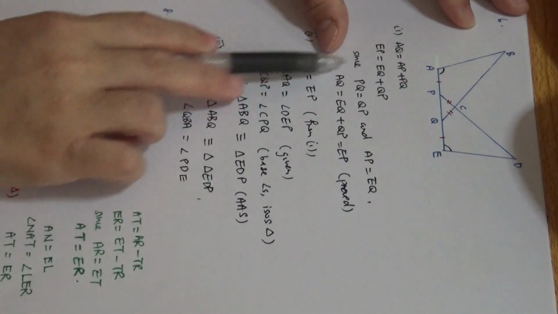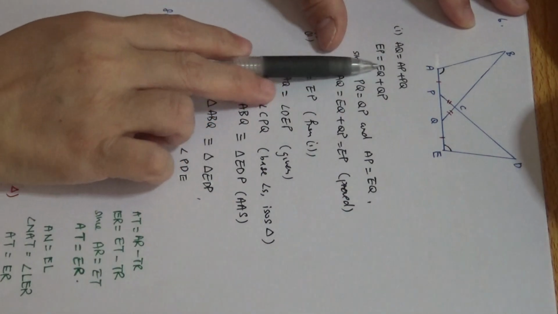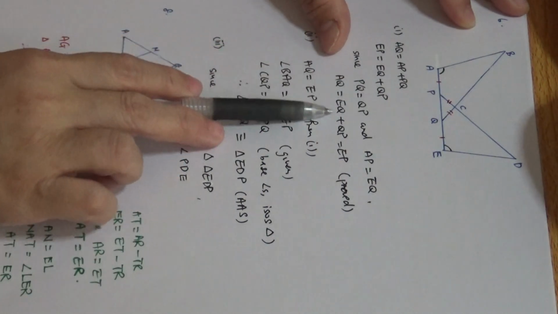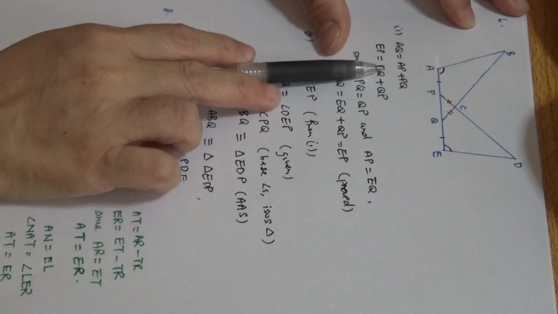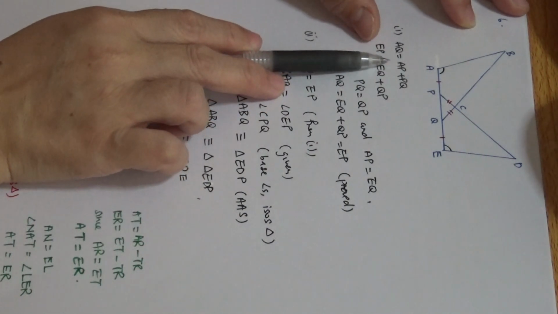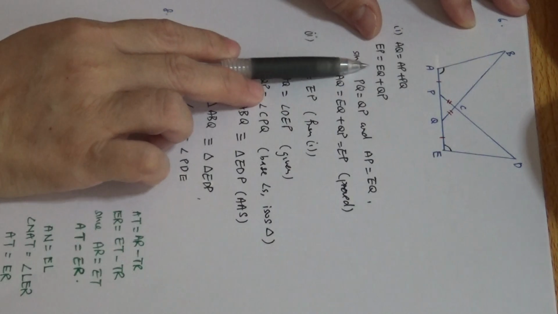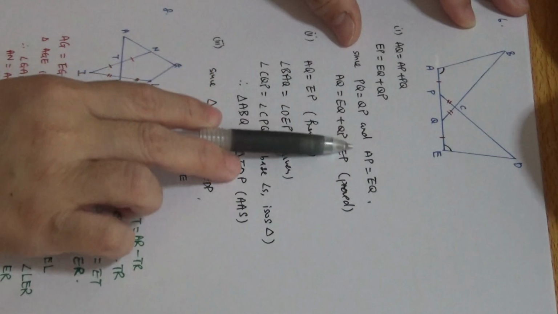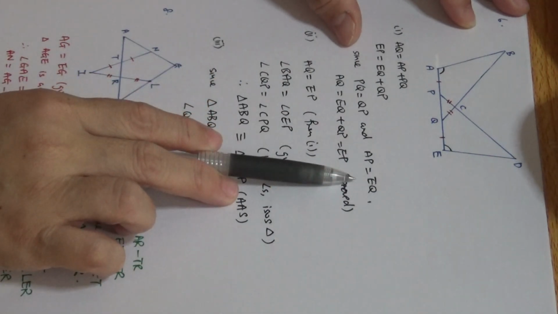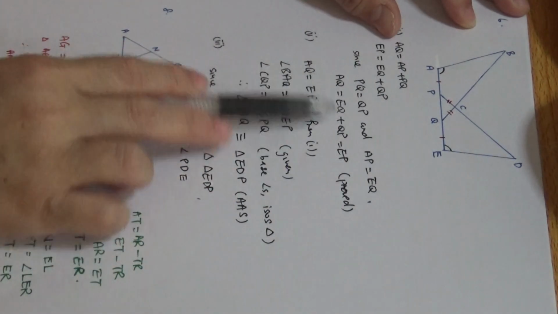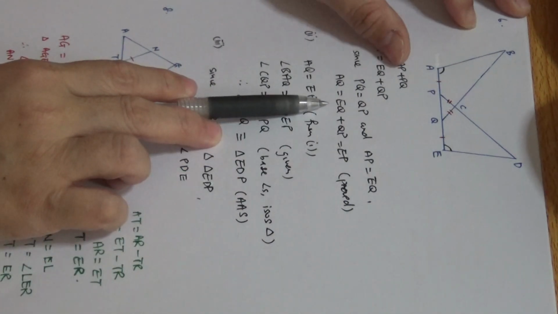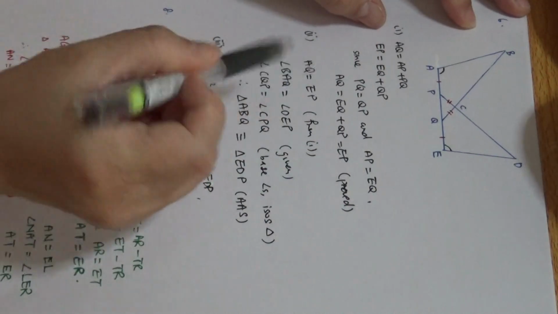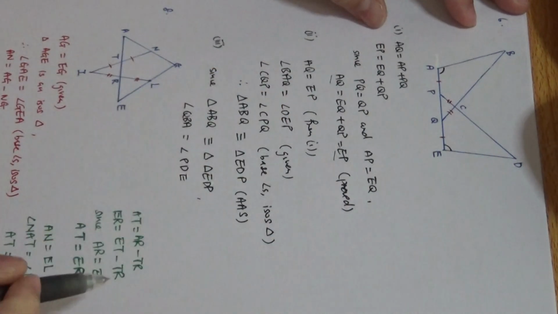I repeat, AQ is AP plus PQ, and EP is EQ plus QP. Since PQ is equal to QP and AP is equal to EQ, we replace AP by EQ and PQ by QP, so EQ plus QP is EP. So these two will be the same. Proved.